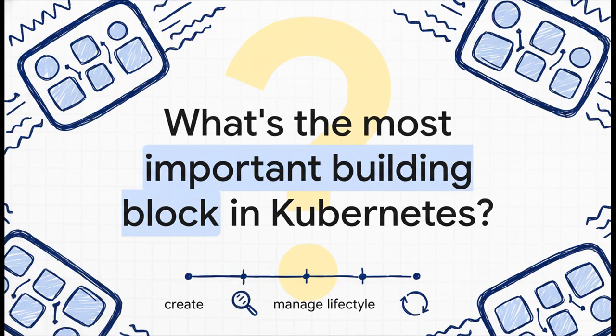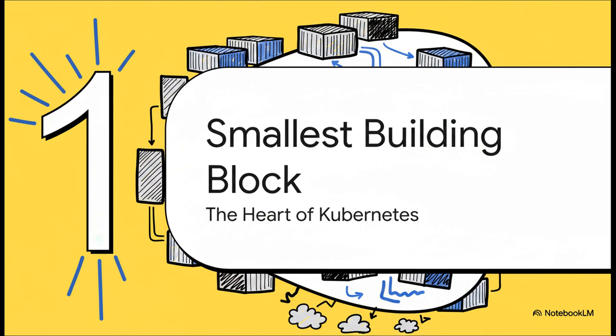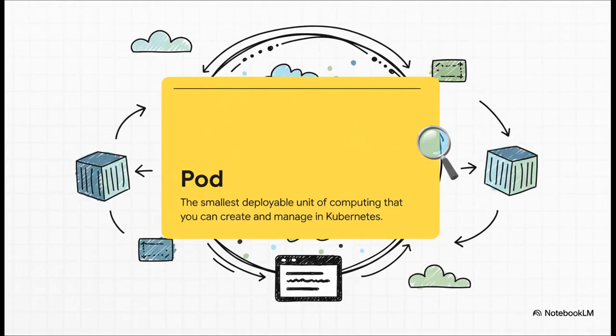So let me just ask you this straight up. What do you think is the single most important, most fundamental building block in the entire Kubernetes universe? I mean, the one thing that if you took it away, the whole system would just fall apart. All right, let's dive in and find out. The answer, as you'll see, is actually the smallest, most essential piece of the whole Kubernetes puzzle. And here it is, the pod.